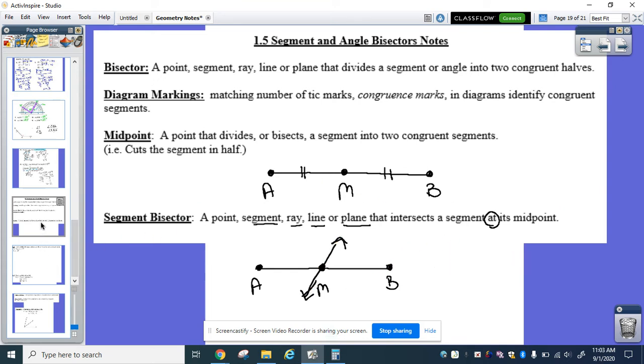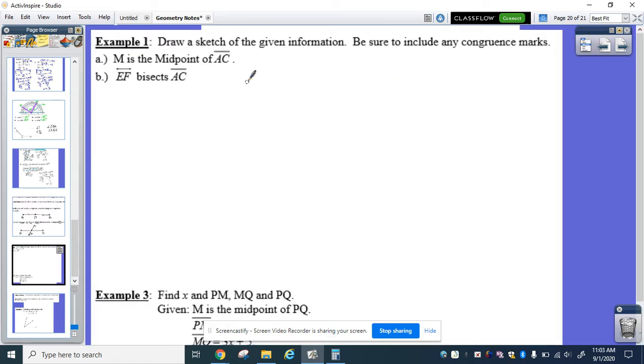So let's take a look at a couple of quick examples here. We won't have too many of these. The first thing, it says draw a sketch of the given information and be sure to include any congruence marks. It says M is the midpoint of AC. That's very similar to what we were just looking at. So we have A and C. Now, if we were being super particular, we would want to get a ruler out and measure and make sure we were doing the midpoint.